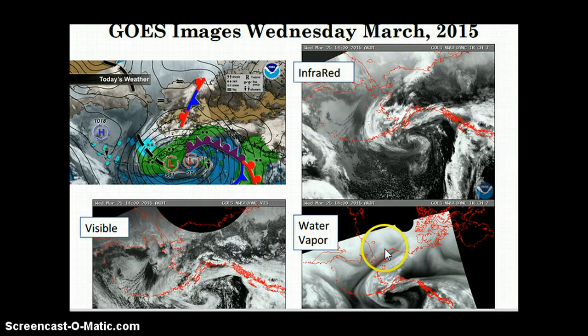The water vapor shows you just how much water is being held in a particular location. And this will conclude my screencast for Unit 10.